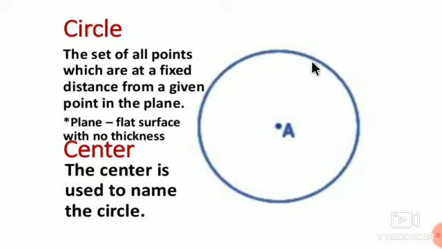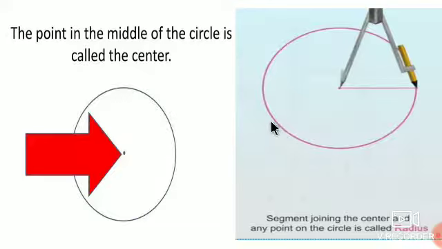This circle is the set of all the points which are equidistant from this fixed point. This is the circle and this point A is the center of the circle. The center is used to name the circle. The point in the middle of the circle is called the center. So this is the center of the circle which we use to name the circle.